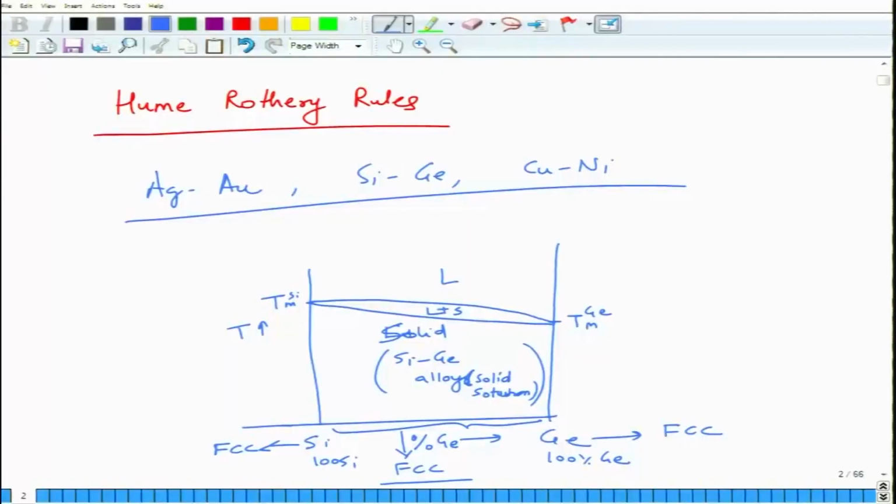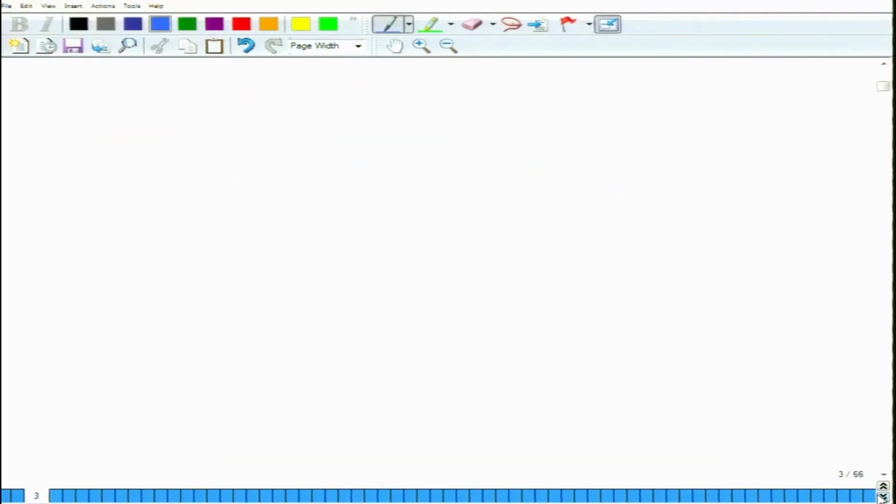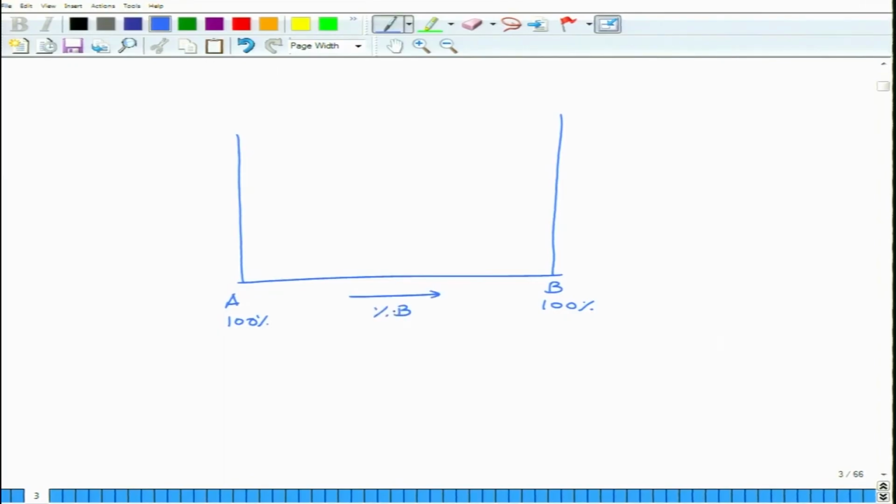This is true for gold-silver, for silicon germanium, and for copper-nickel. What happens in partial solid solubility is slightly different. In partial solid solubility, I will not draw the complete phase diagram, but let us take an example of A and B. This is 100% A, this is 100% B, this axis is percentage B, and on the vertical axis you have temperature.